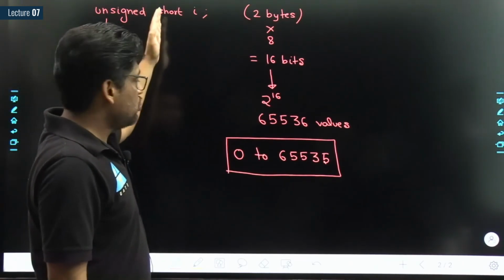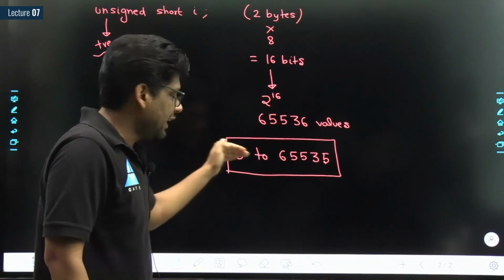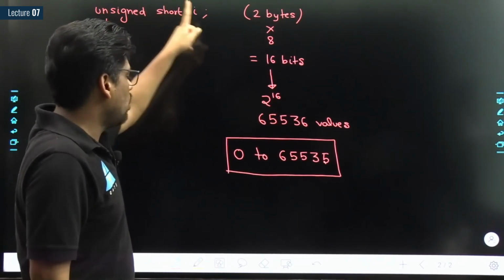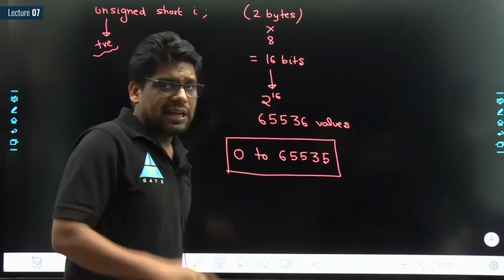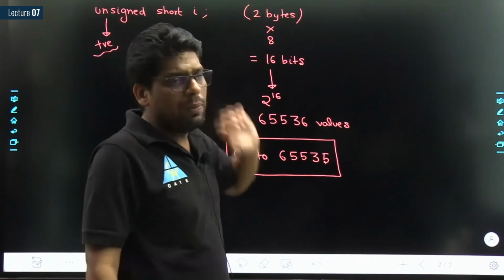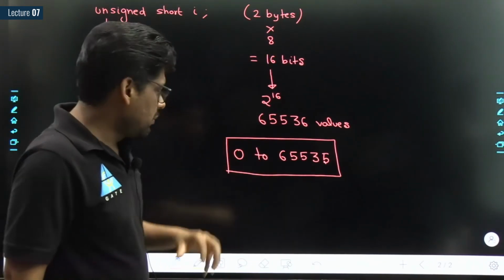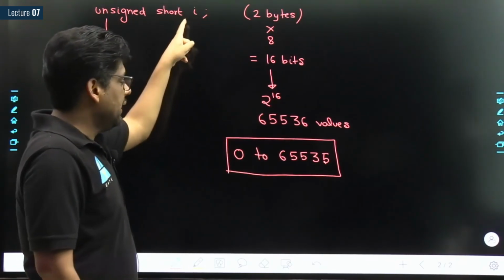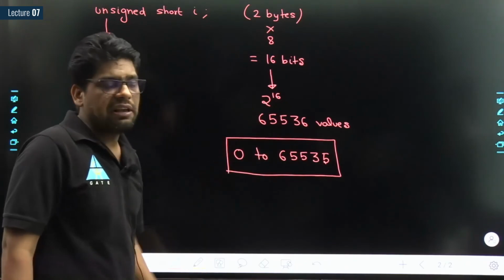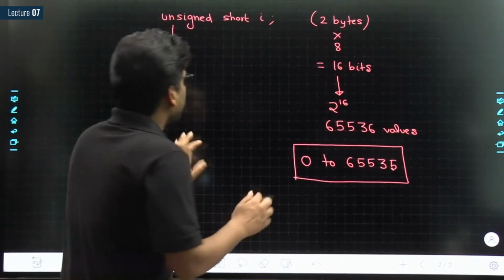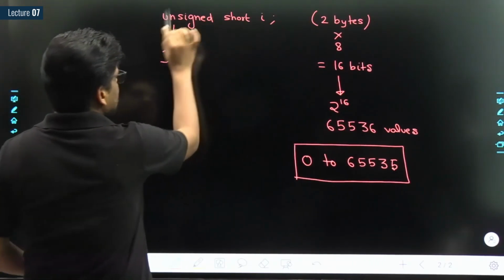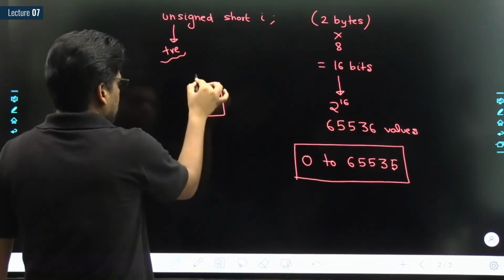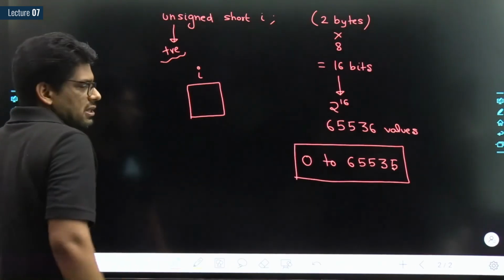So, if someone asks you what is the range of values for an unsigned short integer? Sir, if short is of 2 bytes, then the possible values that can go inside some variable I are from 0 to 65535. That means, sir, if you declare a variable like this, unsigned short I, there is a memory location and the name of this is I.